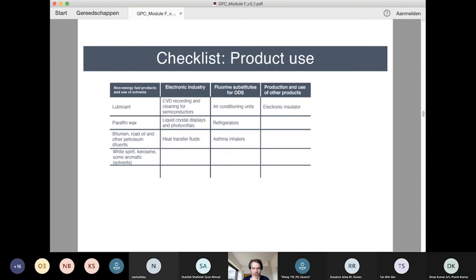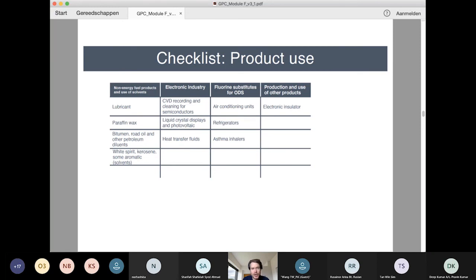And same for product use. Are any of these big product uses taking place in your city? Obviously, you have tons of air conditioning units, so think about whether we want to capture those. But have a think about the other sectors as well. Do you think there are significant uses within your city? And then make a decision: do I want to report on them?